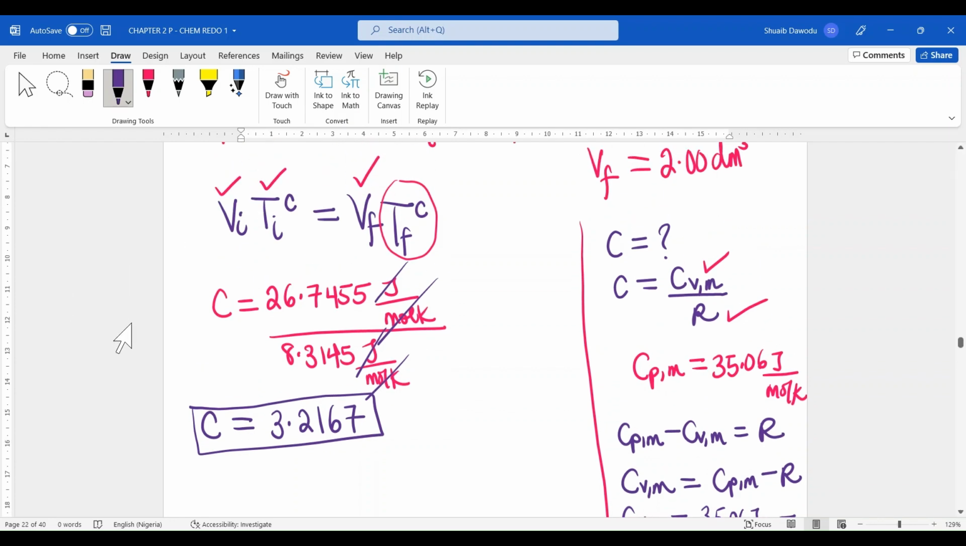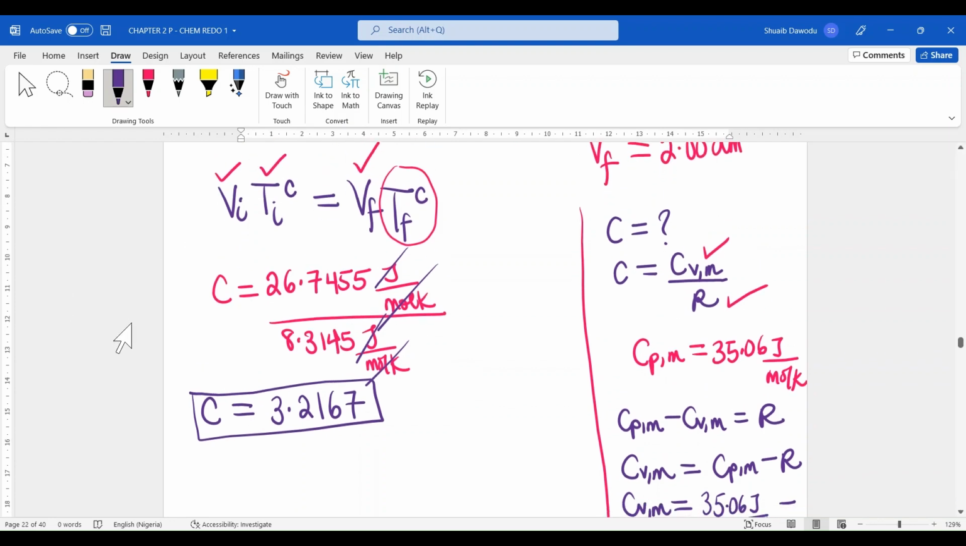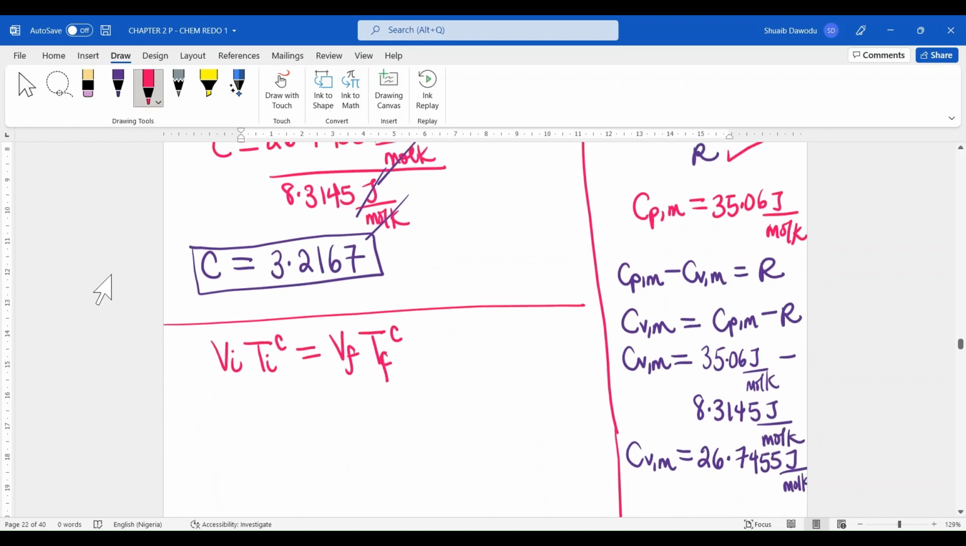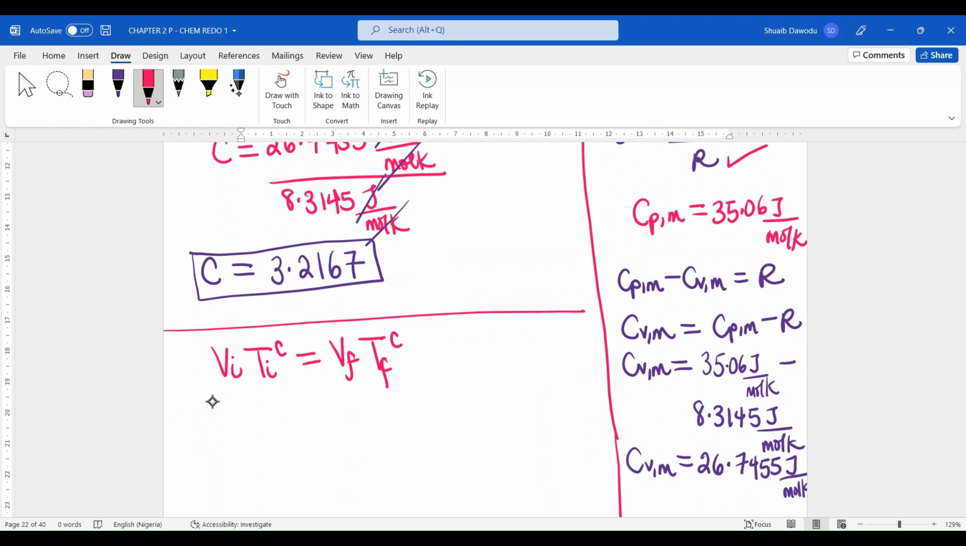So now that we know the value of C, we're going to continue solving our question. Rewriting what we have: V initial divided by T initial raised to the power of C is equal to V final divided by T final raised to the power of C. T final is what we're supposed to determine, because that's what they asked us to do. So T final becomes V initial divided by V final times T initial raised to the power of C.